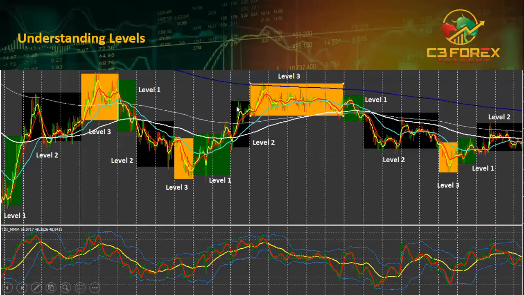Level 2, 1 day. Level 3, 1, 2, 3, 4, 5, level 3, 1 week. Level 1, 1 day, right? 13, 50 EMA cross. Level 2, 4 days. Broke the low of level 1, held this level for 4 days. Level 3, 1 day. Level 1, 1 day. Level 2, 1, 2, going into whatever.